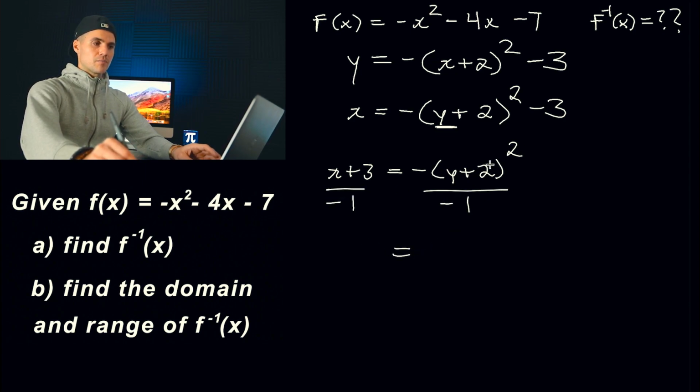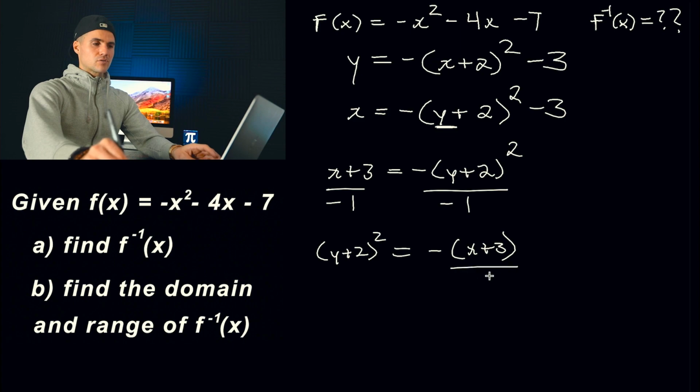We'd end up with y plus 2 squared equals x plus 3 over negative 1. To make it look a little nicer, I'm going to bring the negative 1 up and put it outside the brackets. You don't have to, you can keep the negative 1 like that. I'm not sure how picky your teacher is. If this was like a negative 2 in the denominator, I would just bring the negative up, put it outside the brackets, but the 2 would stay down there. But there was only a 1 down here, so I didn't have to write the 1.